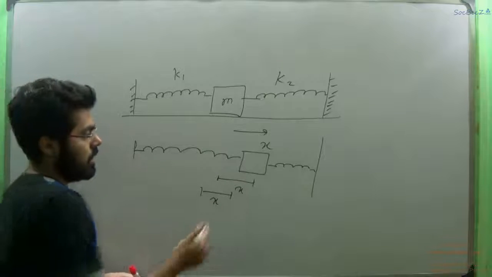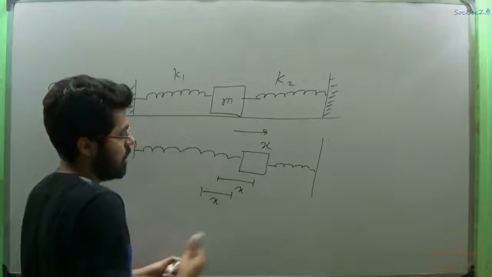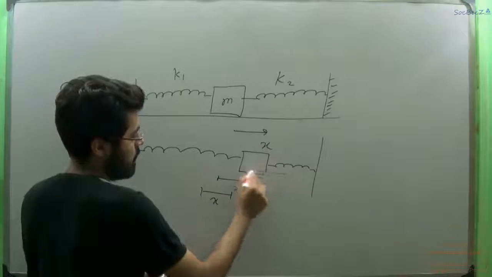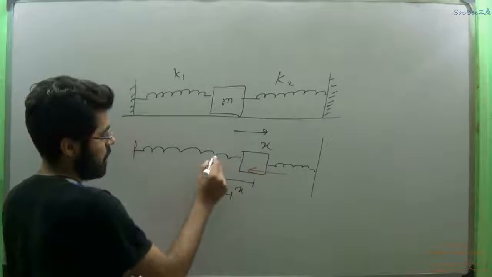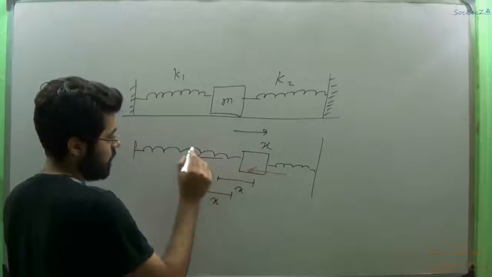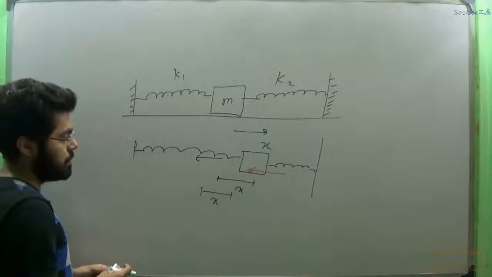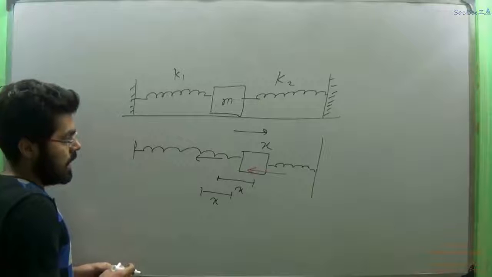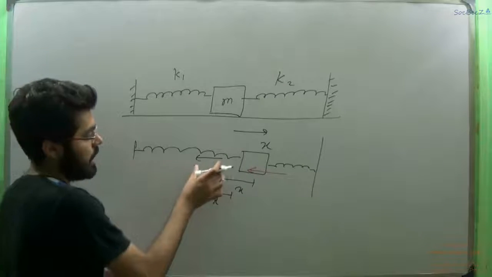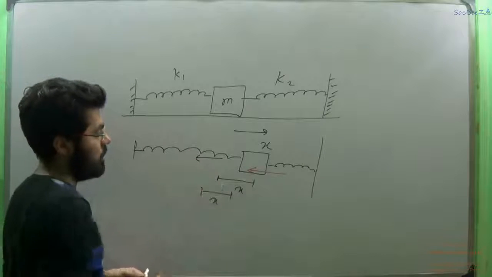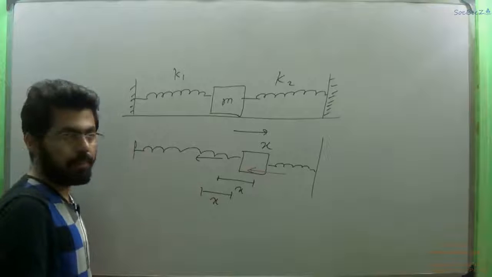So what will happen? The restoring force by this spring will try to move it this way, and the restoring force by this spring will also try to move it this way, because every spring wants to get its natural position. So it's asked that when this block comes back to its mean position, at that time, what would be its velocity?